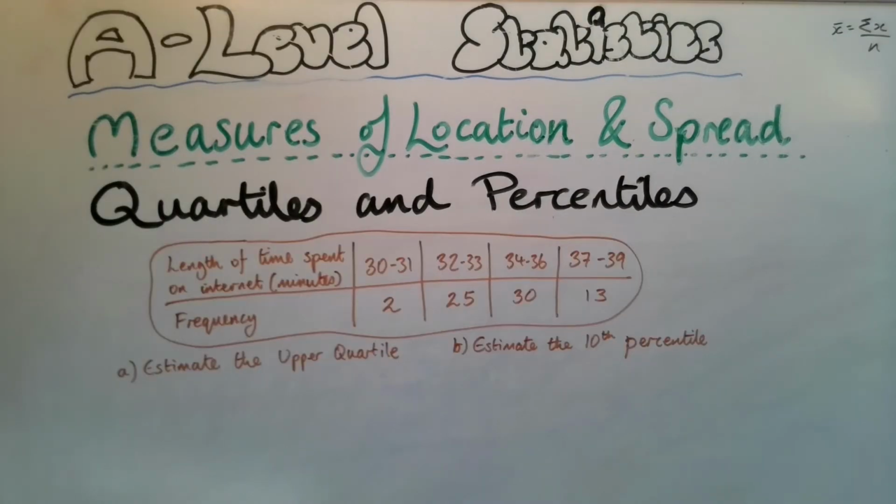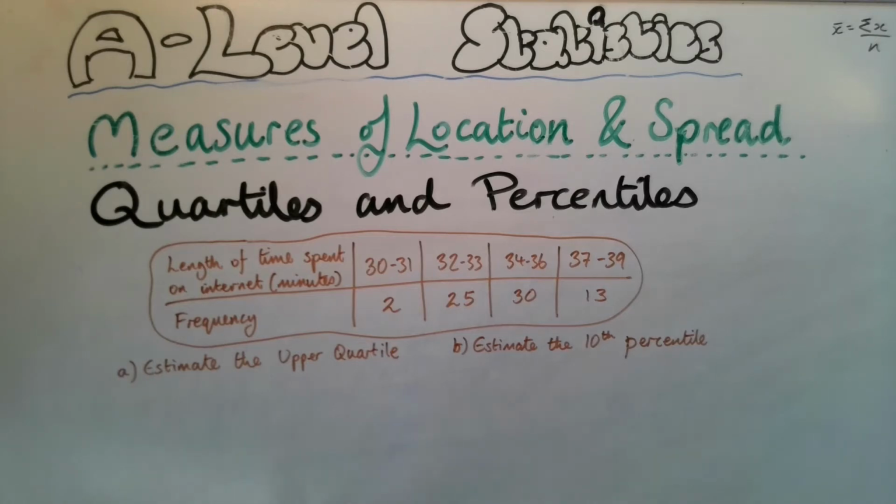So, as promised, some data this time. This is about how long students are spending on the internet in a given time. So they're all amazingly between 30 and 40 minutes, aren't they? Or exactly how long is this? And this is an important thing.